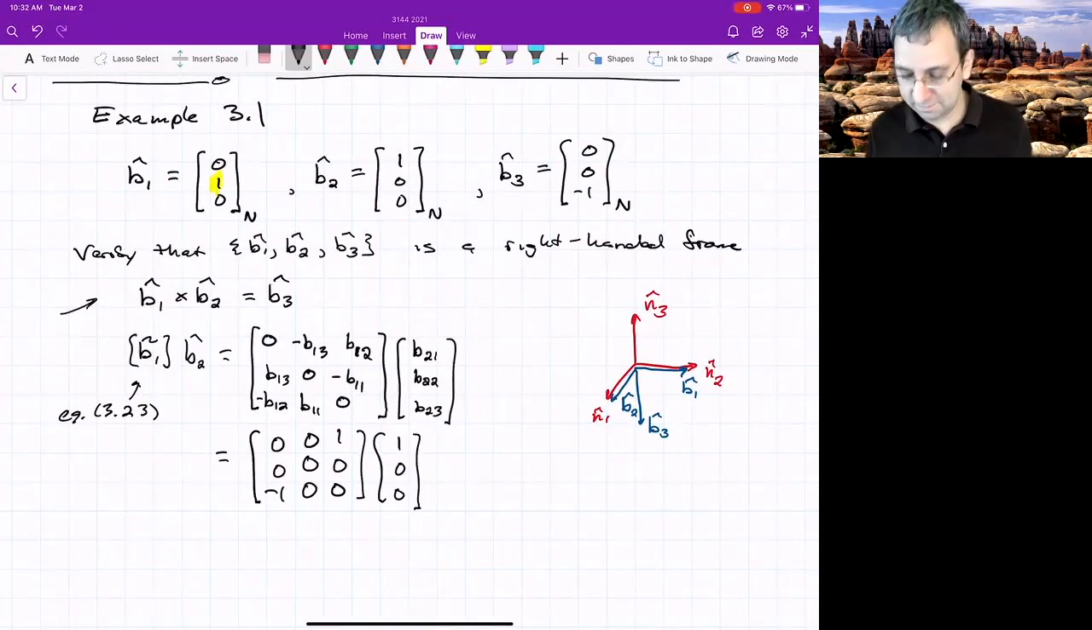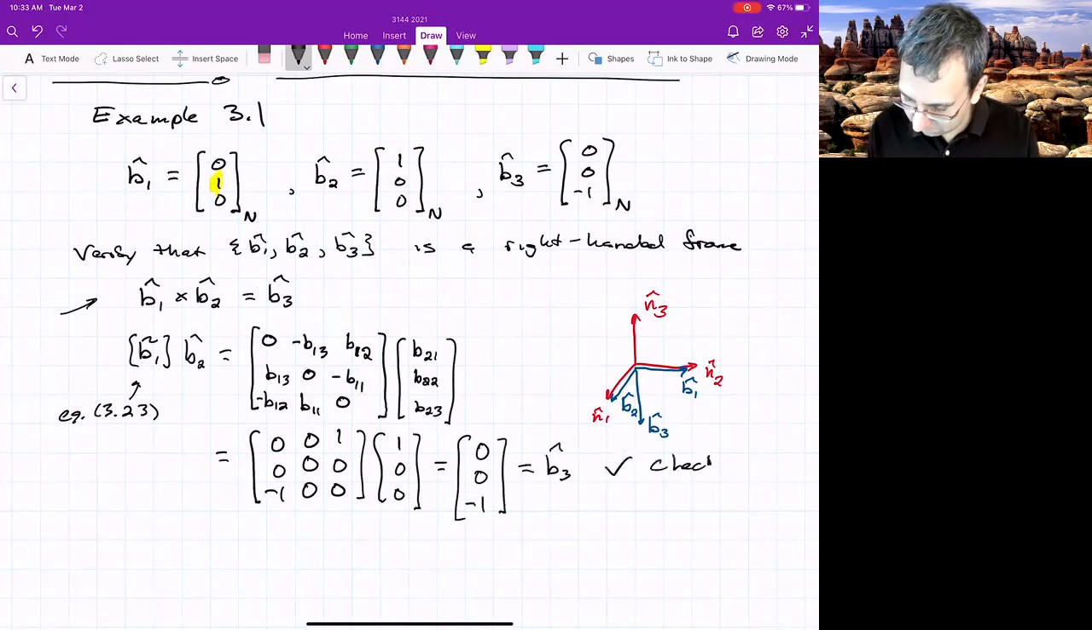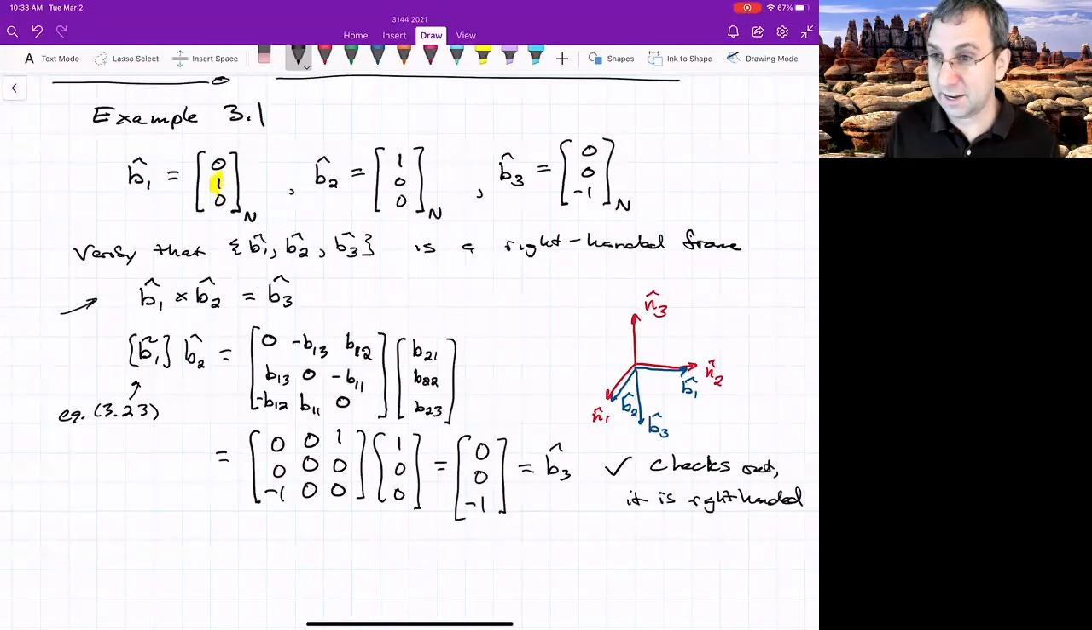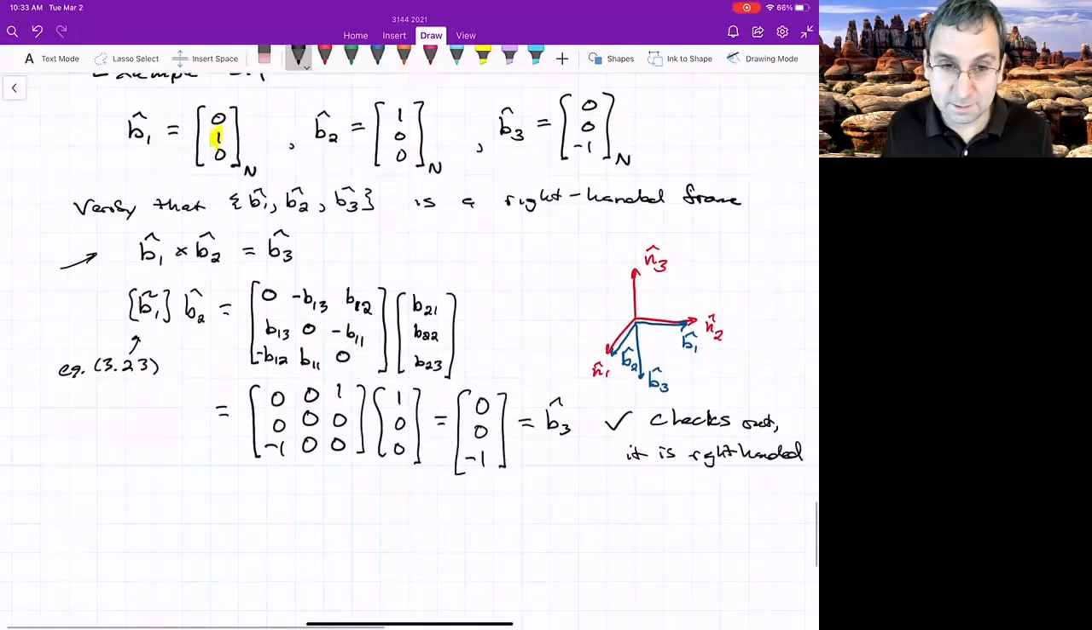Now it's matrix multiplication that we can do. That's 0. 0, negative 1 times 1 is negative 1. Oh, what do you know? That equals B3. So it checks out. It is right-handed. You might be wondering, why am I even checking this? It'll come up later when you have to define a frame based on the moment of inertia for a rigid body. If you use computational tools, they'll just give you three directions, but you have to order them in the right way so that they produce a right-handed coordinate frame. Anyway, it's a right-handed coordinate frame. That's good. That means all of our stuff about direction cosine matrices is good to go.